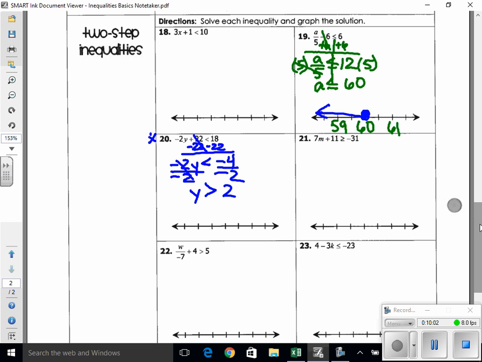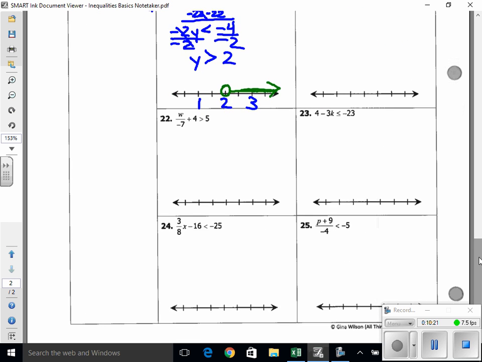So you might want to put a star next to number 20 because that one had the flipping rule that happened. So you put 2 in the middle, 1 on the left, 3 on the right. Greater than would be an open dot on 2, and greater than shades to the right. All right, then if you'll go to number 23 next, we want to move the constant first, which would be the 4. It's a +4, so we want to subtract 4 from both sides.